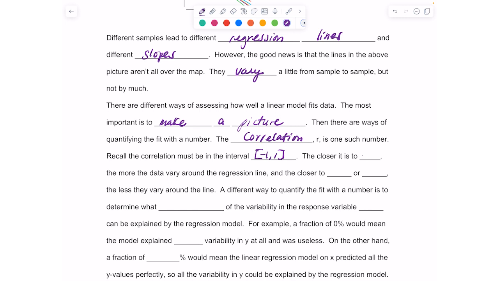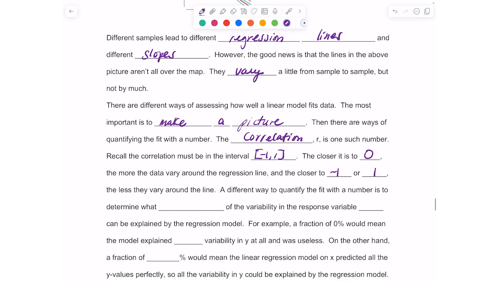Correlations closest to -1 and 1 mean it's a perfect linear fit. There's a very strong association between the 2 quantitative variables. Correlation closest to 0 means there's no association. So the closer it is to 0, that just means the more the data vary around the regression line. And the closer to -1 or 1, the less they vary around the line.